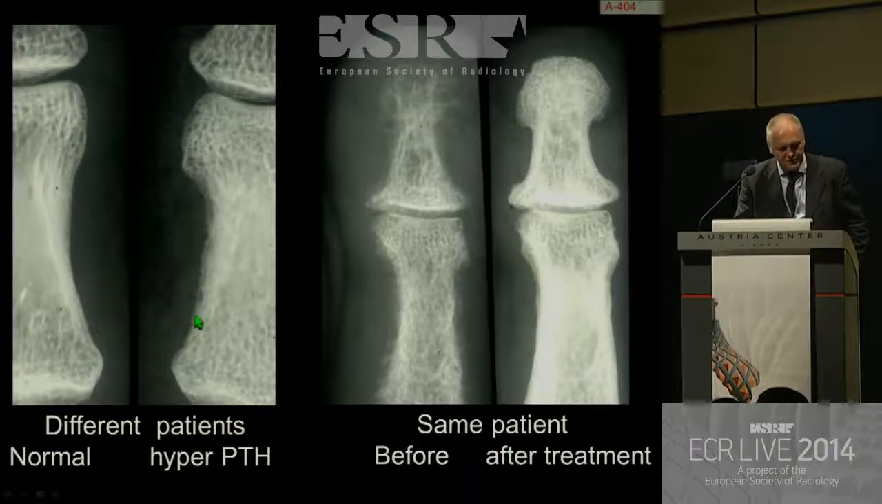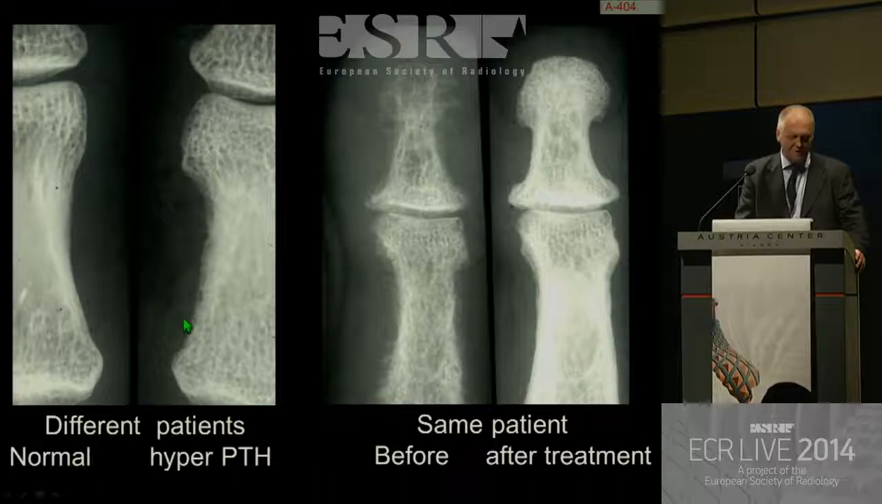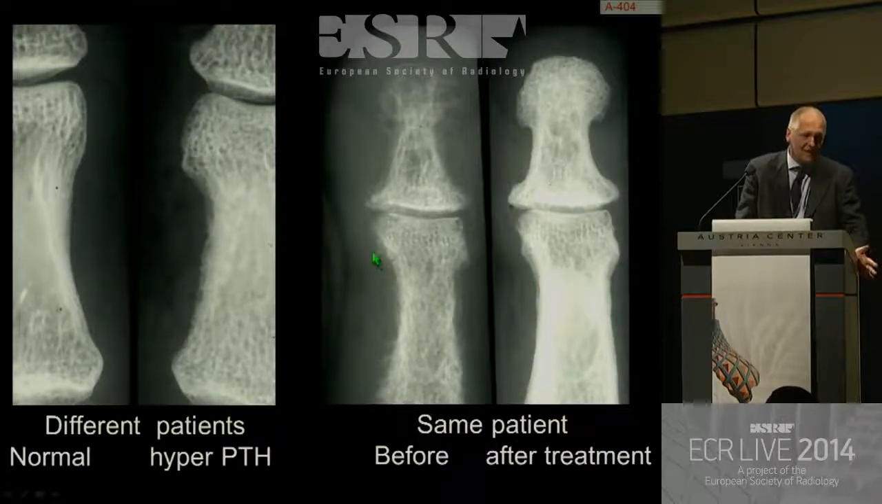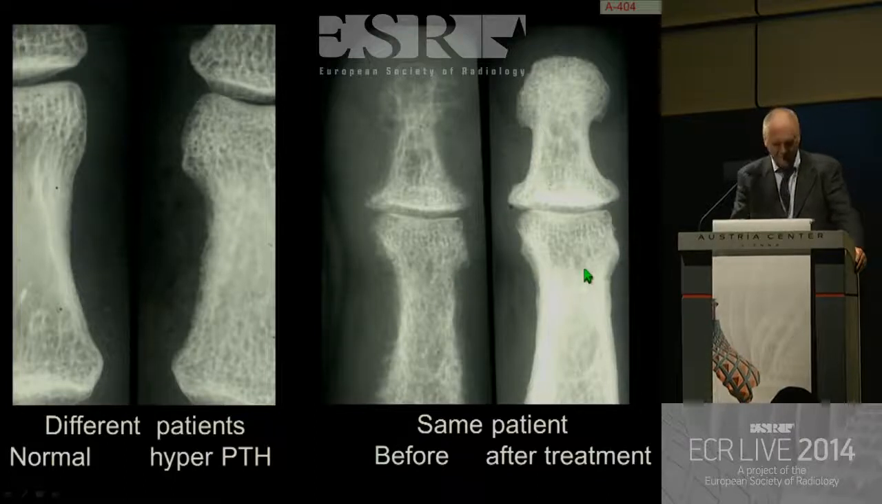You can see the tiny interruption of the cortex. There is interruption on the endosteal aspect as well, but you don't see it clearly. You see it nicely on the subperiosteal area. Once again, if you treat the condition, it returns back to normal.